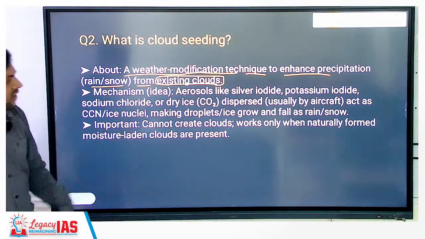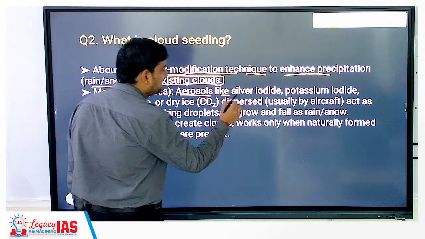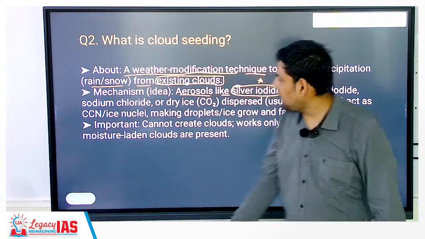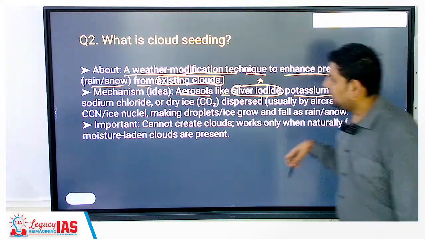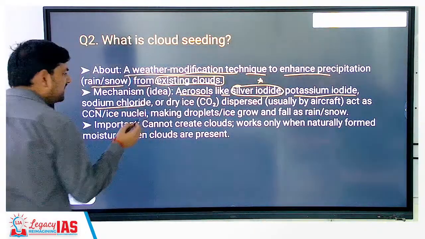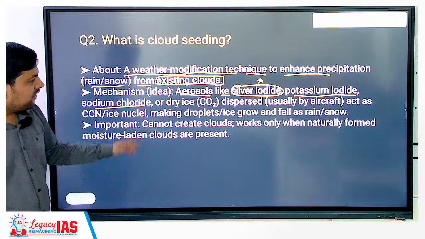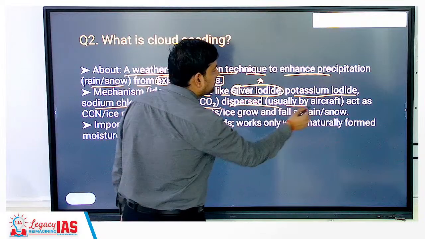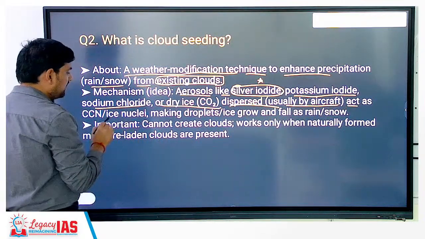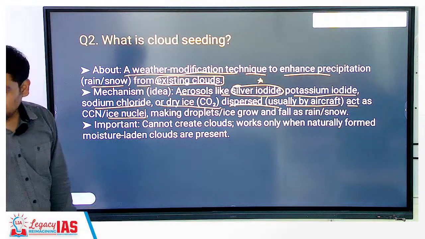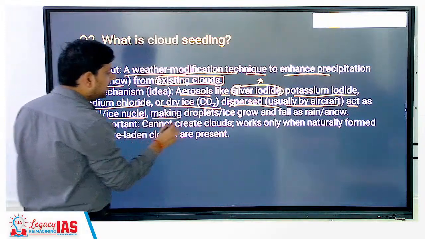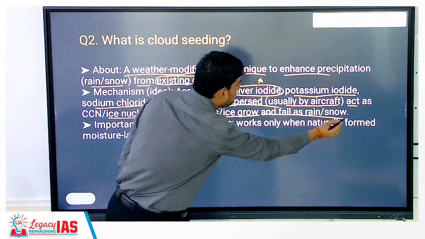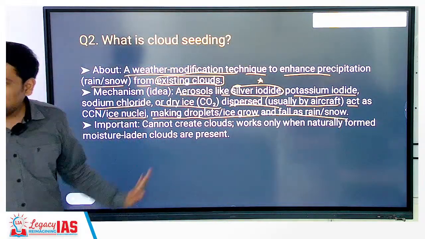Then, what is the mechanism? Aerosols like silver iodide, which is the main one usually used, then potassium iodide, sodium chloride, all these are different kinds of salts. Or dry ice, that is CO2. These will usually be dispersed by aircraft and act as ice nuclei, or as hygroscopic nuclei, making droplets or ice grow in size and fall as rain or snow, correct? As we understood.